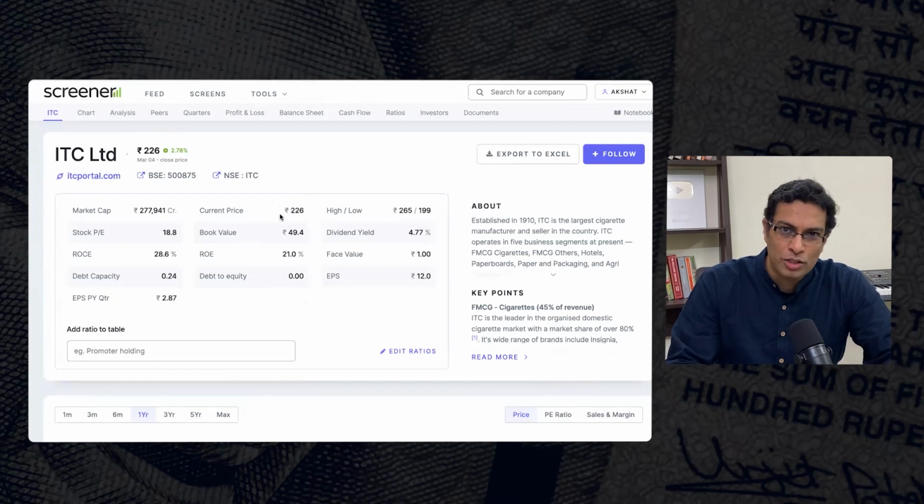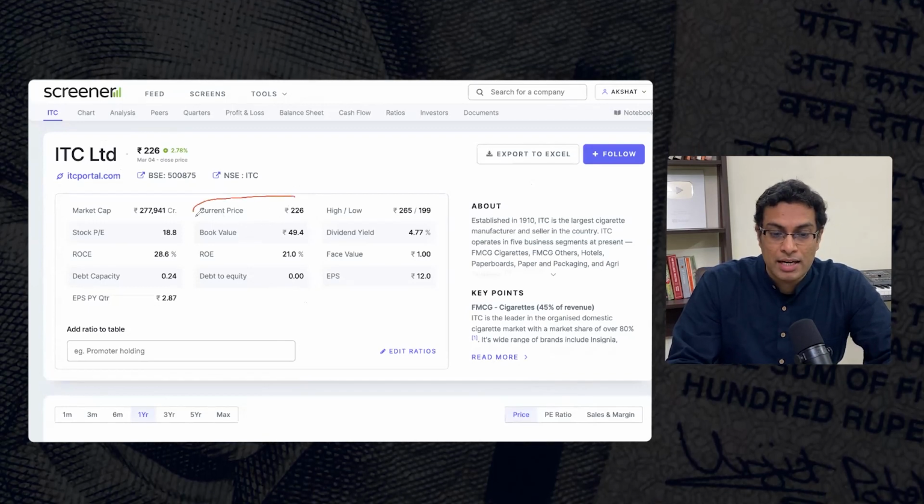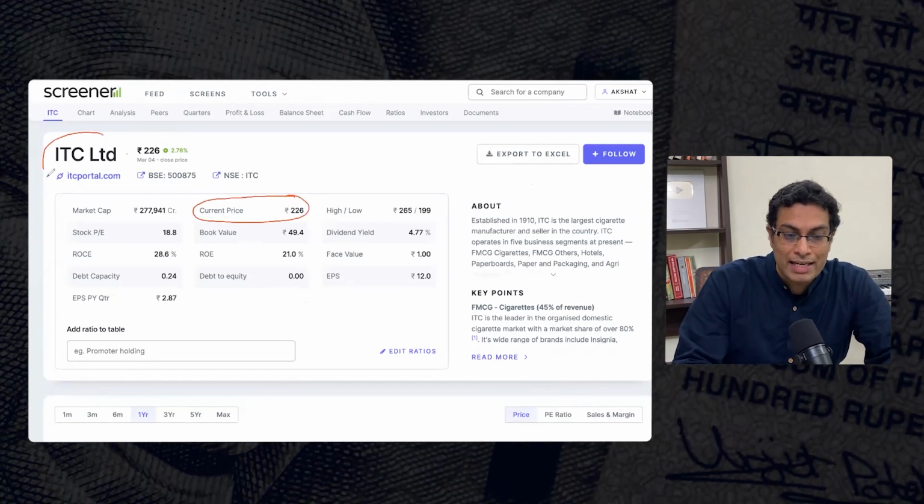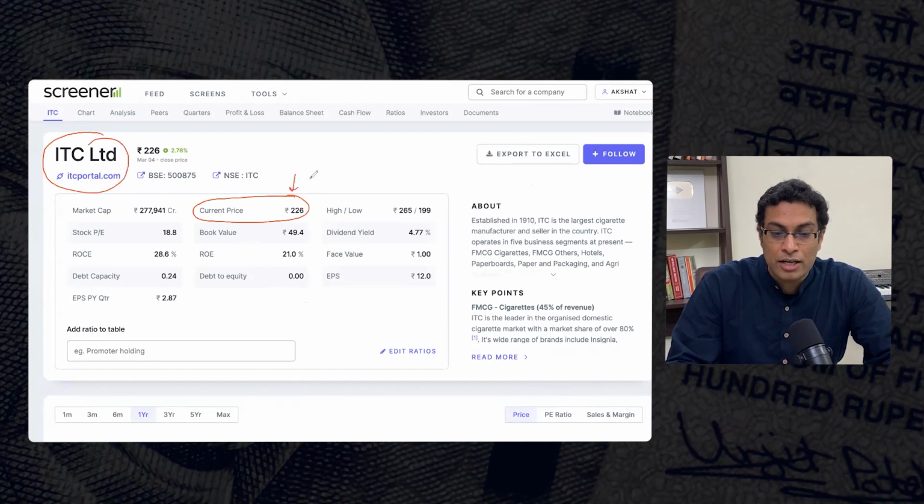So now let us work through an example. Here you will see the current price of a stock called ITC, which is trading at 226 rupees. The stock prices will keep on changing. Now, why does it go to 227 and why does it fall to 225? What is the economics behind it?